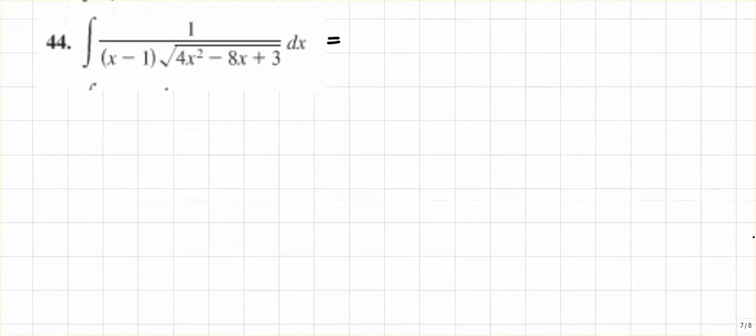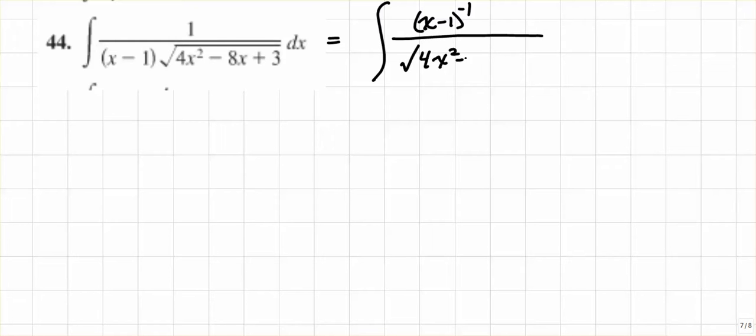Now, that brings us to a problem like this, which at this point, we don't have any sort of technique. And in fact, a lot of times what would happen is I could go ahead and rewrite this simply as x minus 1 to the negative 1 power, and this would be an integral, over the radical, which is the square root of 4x squared minus 8x plus 3, and then still have the dx.